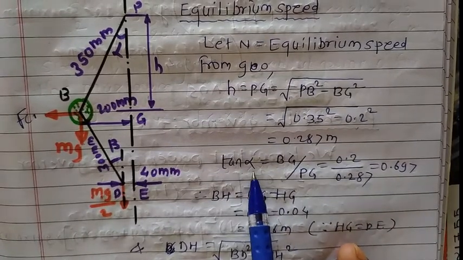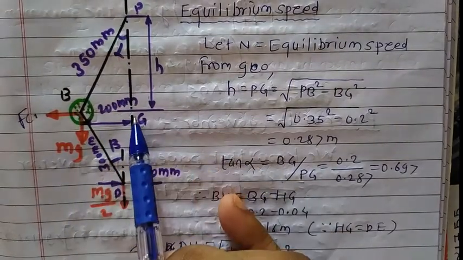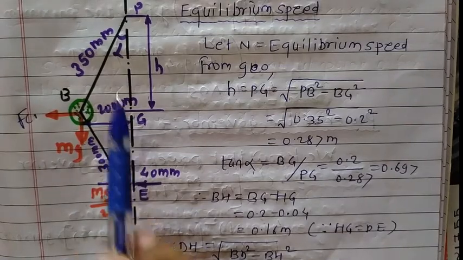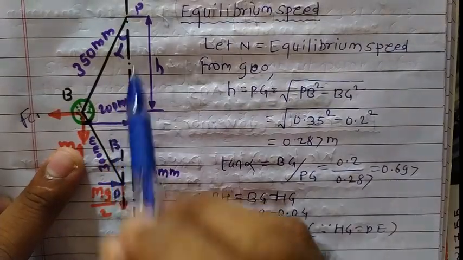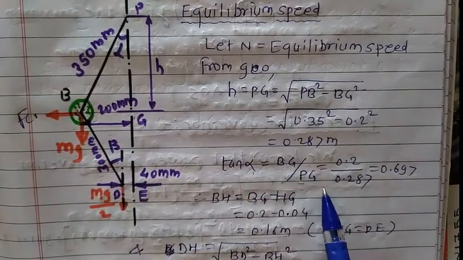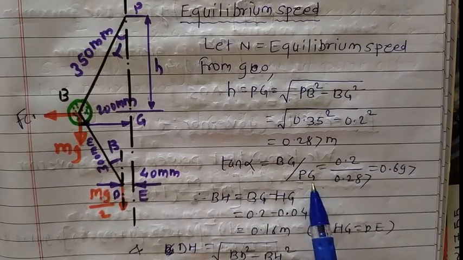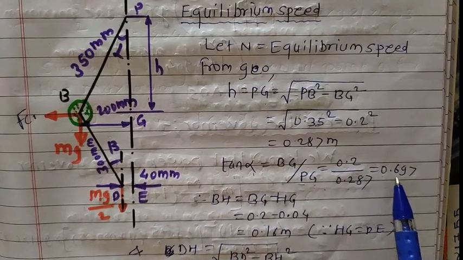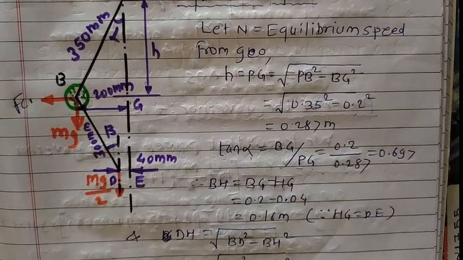Get the value of tan of alpha. Let us consider this triangle PBG. Tan of alpha is BG divided by PG, the front side divided by this one. So from this relation, tan of alpha equals BG divided by PG, equals 0.2 divided by 0.287, equals 0.697. So what about the next one?